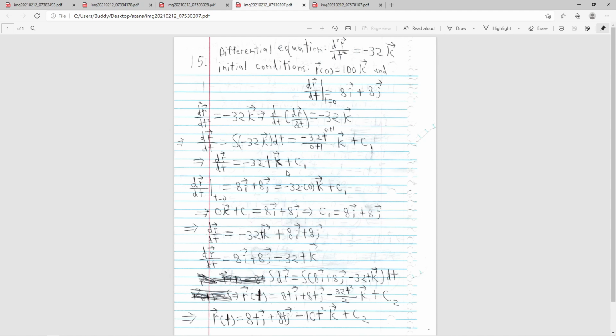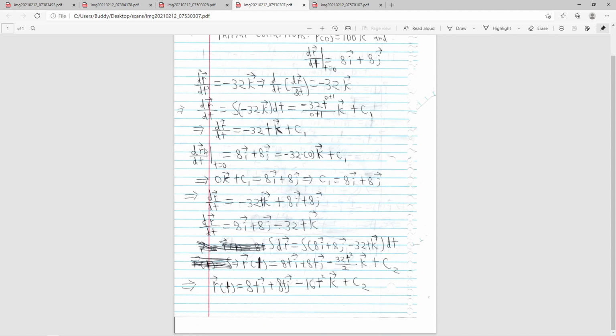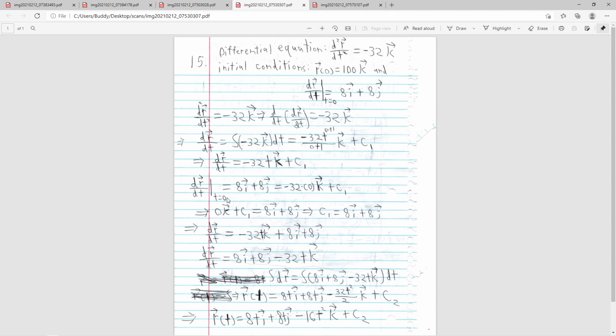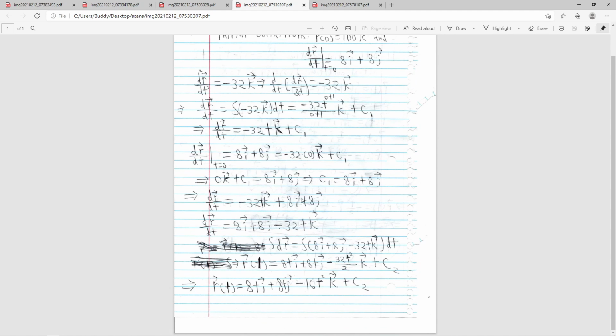Negative 32tk plus c1. And then the initial condition is when t equals 0, that 8i plus 8j is what the derivative is equal to. And that's equal to negative 32 times 0k plus c1. So 0k plus c1 equals 8i plus 8j, which means that c1 is just equal to the initial condition. So you plug it in and you get negative 32tk plus 8i plus 8j, and I can rearrange that to 8i plus 8j minus 32tk.